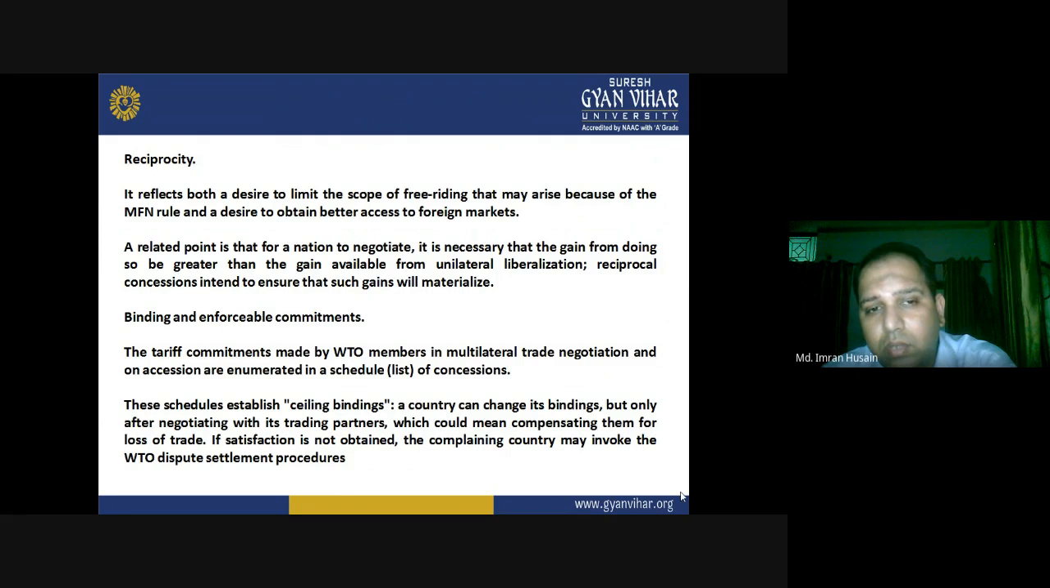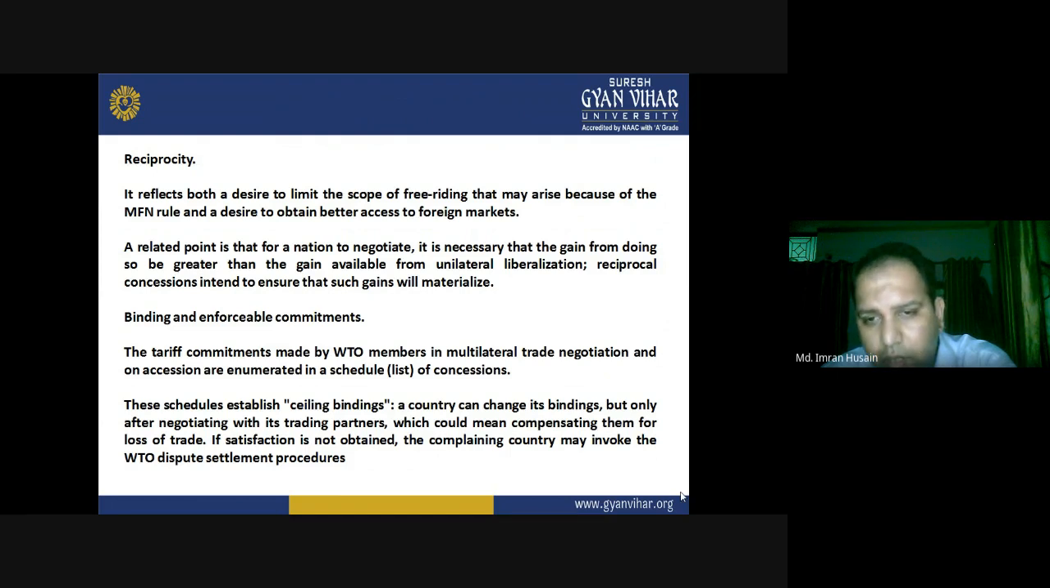Binding and enforceable commitments. The tariff commitments made by WTO members in multilateral trade negotiations and on accession are enumerated in a schedule, a list of concessions. The schedule establishes ceiling bindings.